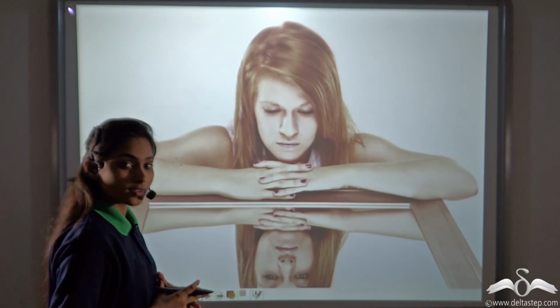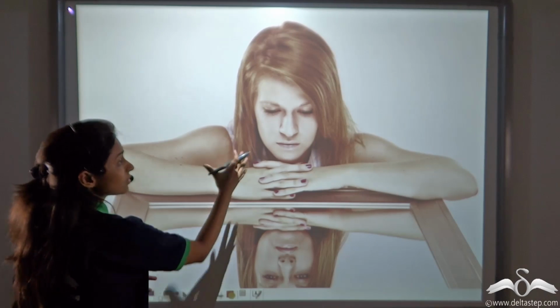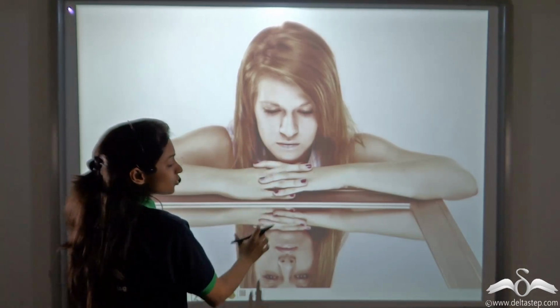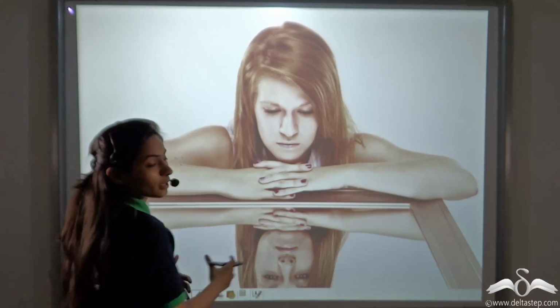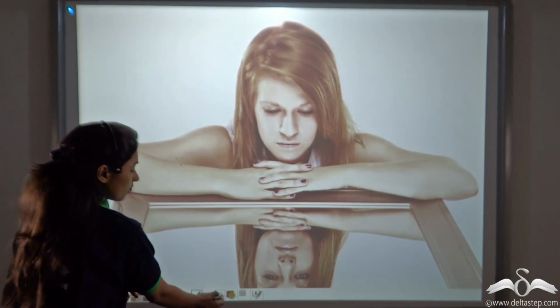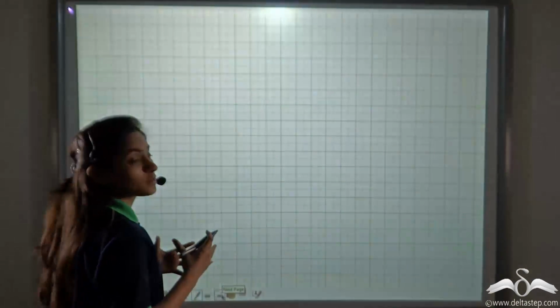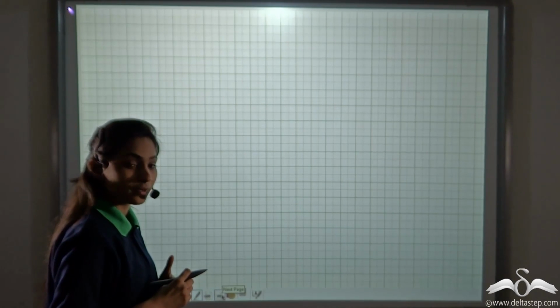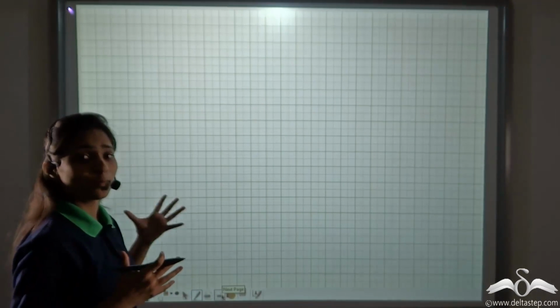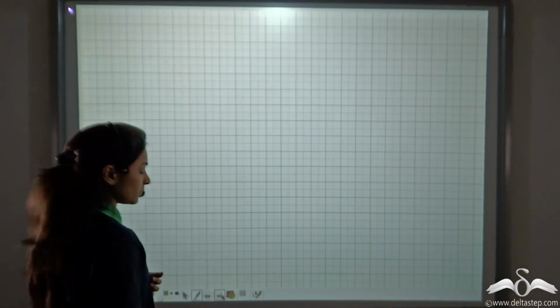You already know what reflection is and what the properties of reflection are. The distance from the object to the mirror is the same as the distance from the mirror to the image. Now you also know why we use a graph paper. It helps us visualize things in a precise manner and get accurate measurements. Now let's put these reflections on a graph paper and see if we get accurate measurements.